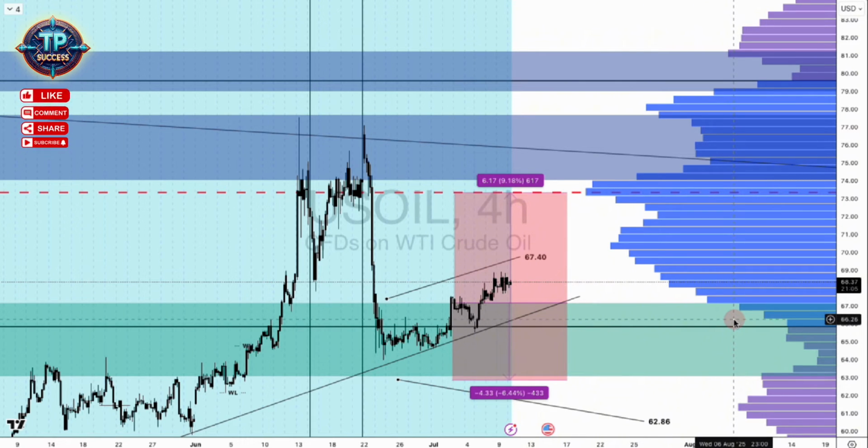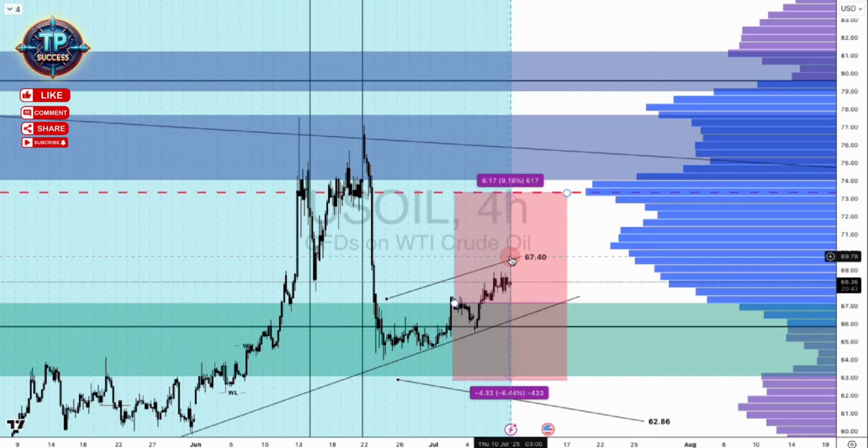So bottom line is this, getting off that rant. Price is now moving away from the low value node area. It has closed above 67.40 and it's heading upwards. So now this whole situation here is looking correct.